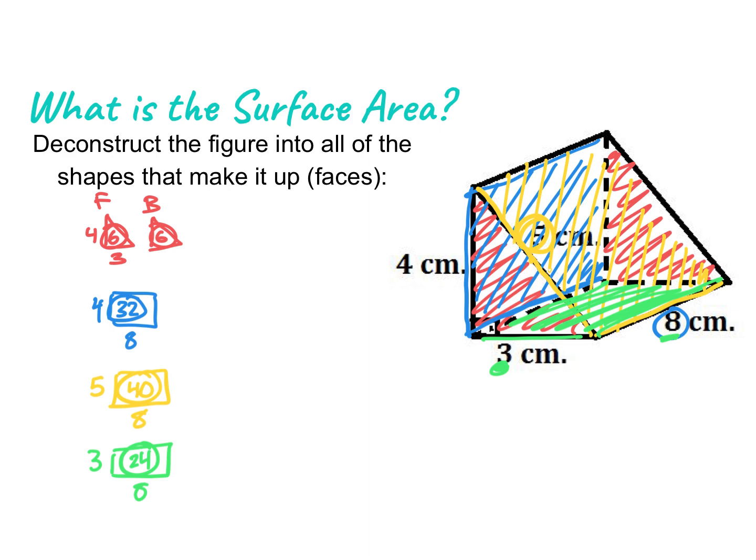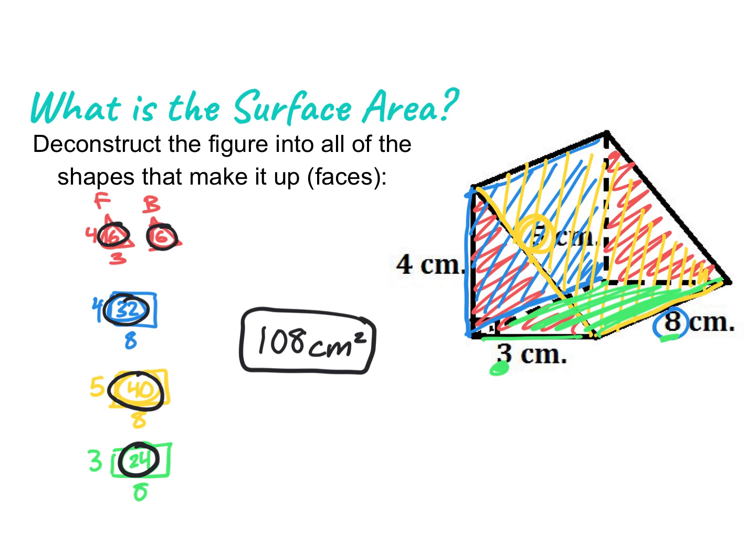So the last thing that I do is I take my 6 plus my 6 plus my 32 plus my 40 plus my 24. Let's see, 70, 80, 96, 108 centimeters squared. Okay, so the step-by-step process of surface area: draw out all of the faces using the dimensions, find the area of each one of those faces, and then add up all of those areas together.